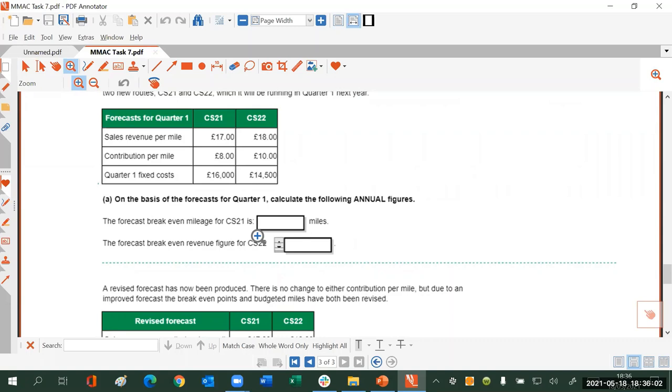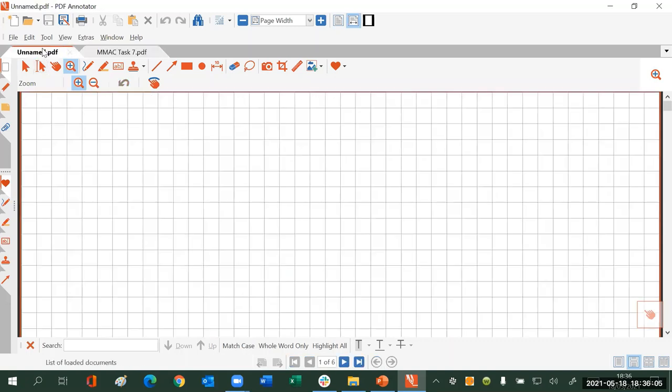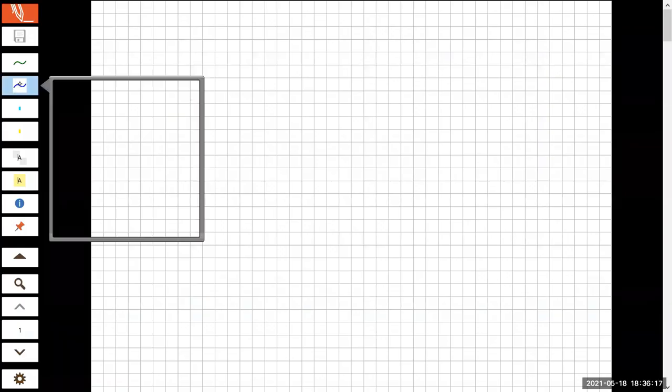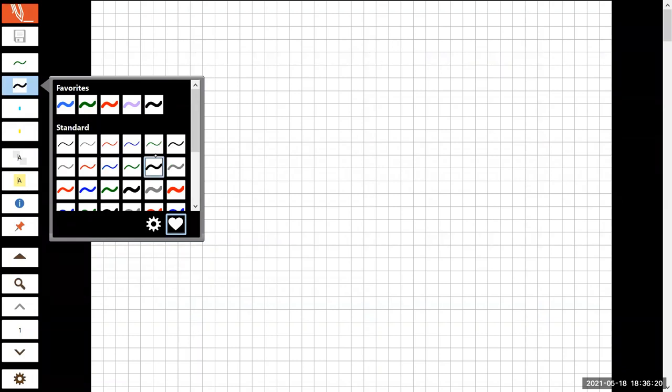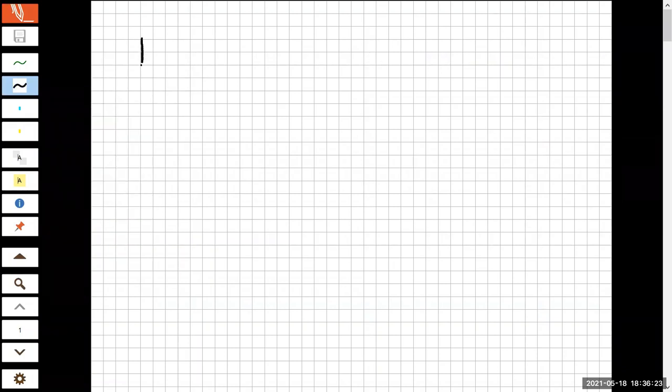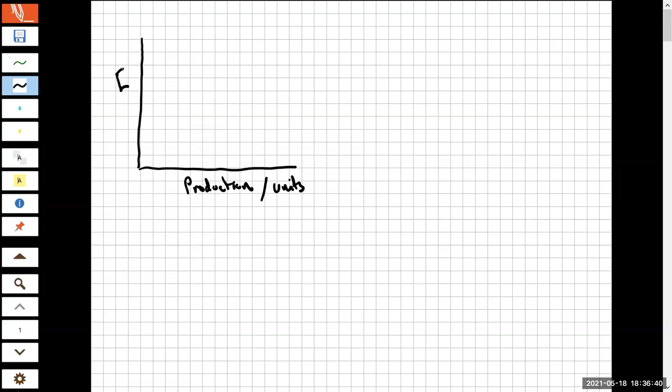However, what I want to do is a little bit of a recap. So I'm just moving to a blank sheet of paper here, and I'll move this to full screen. I'm just going to select the pen here. What I'm going to do is draw a little graph line down here like this, and across here I'm going to write production in units. And here I'm going to have cost.